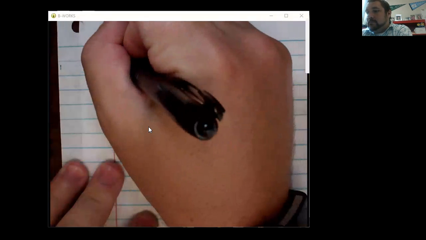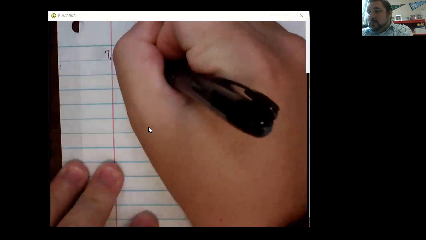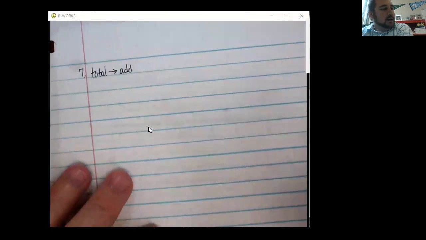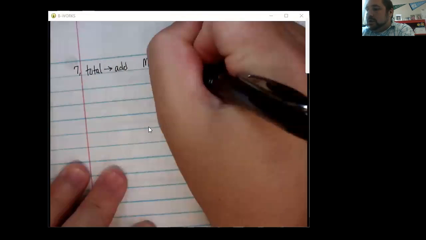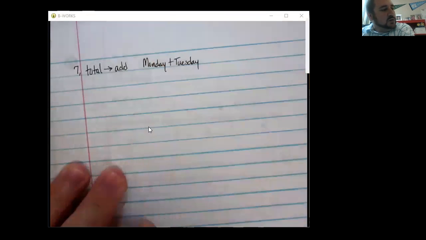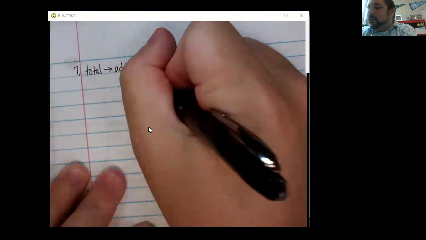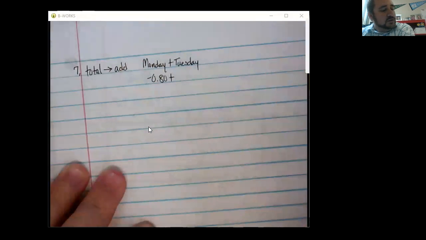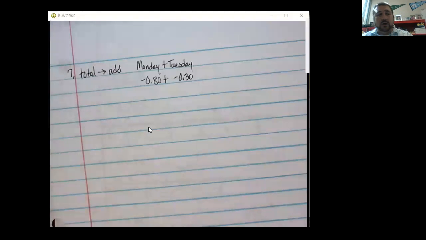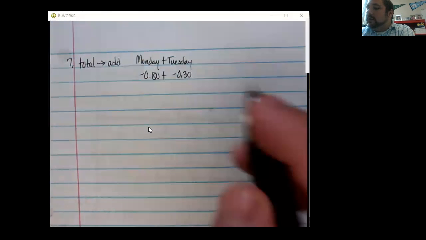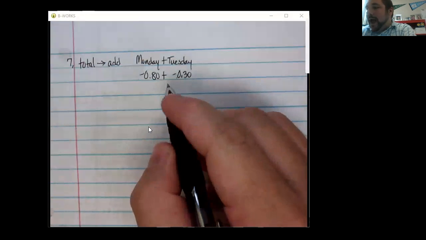All right, number 7 says, what was the total change in the price of stock on Monday and Tuesday? So total tells us to add, and we are going to add Monday and Tuesday's change together. So Monday plus Tuesday. Monday's change was negative 0.80 plus Tuesday's change was negative 0.30. So we're going to add those together. They're the same sign, so we are going to add.